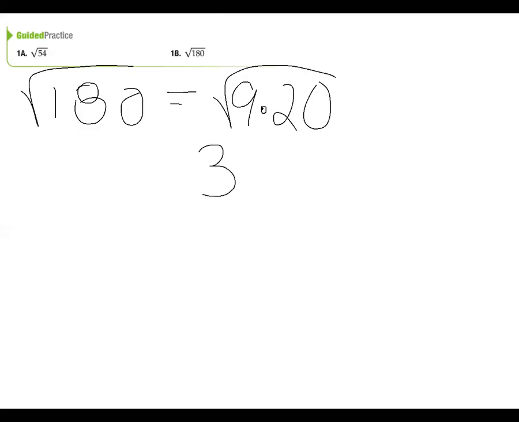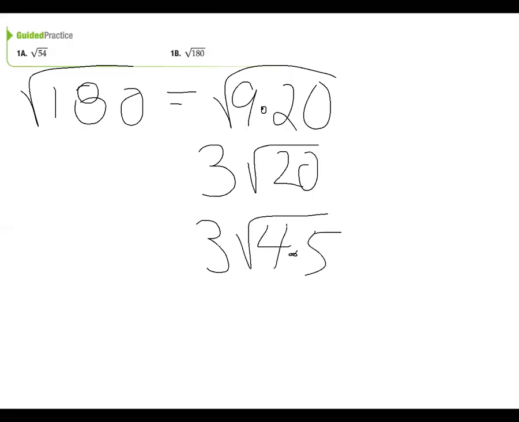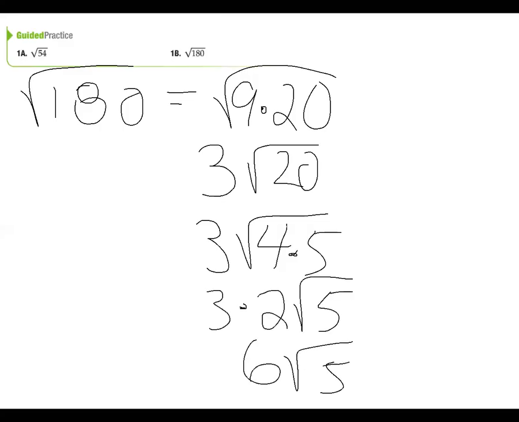Okay. Another thing you could do is look for perfect square factors of 180. So you might notice that 180 is 9 times 20. So if I took the square roots of those, that would give me 3 square root of 20. But 20 has a factor of 4 in it, so it'd be 3 square root of 4 times 5. And the square root of 4 is 2. So this would end up being 3 times 2 square root of 5, or 6 square root of 5. Same answer. Okay, you should get it.